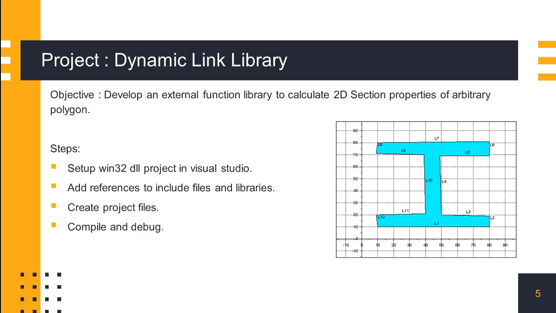We will start with setting up the Win32 DLL project in Visual Studio, and add all necessary references for header files and library files, so that we can use the Scilab API functions. We will define module definition files, gateway function, and section calculator function in the DLL and connect to Scilab.